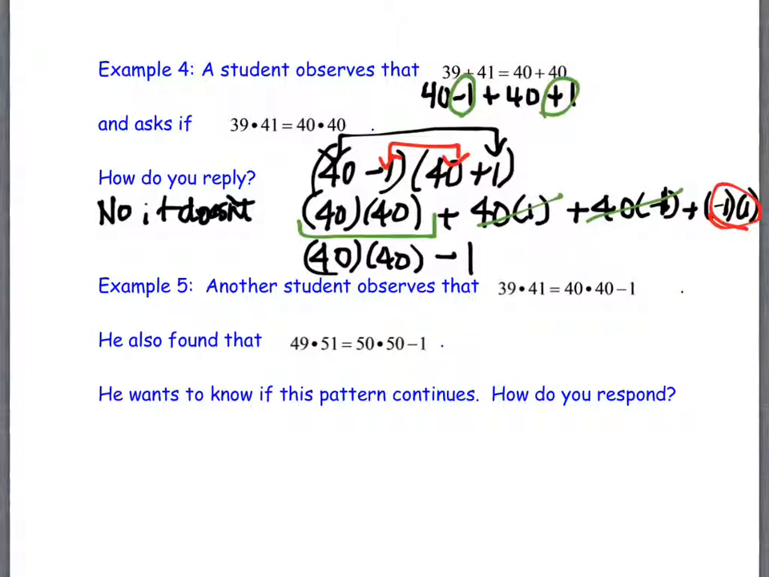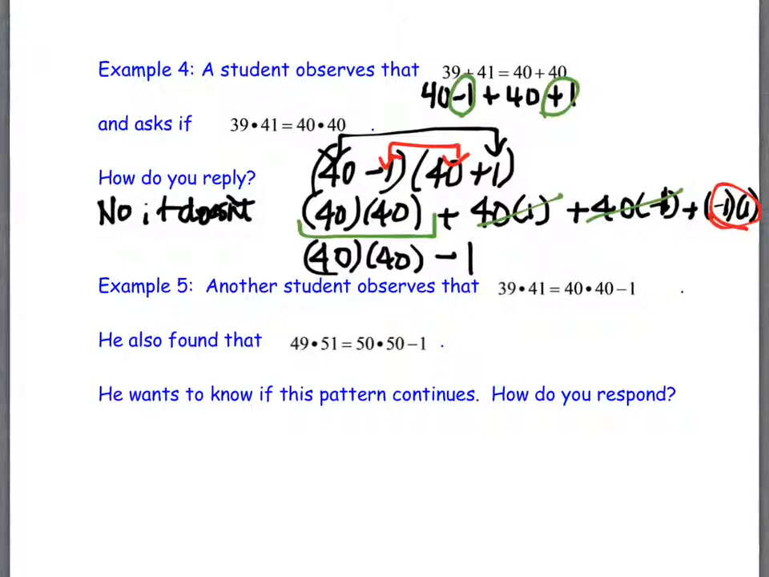And as long as you can add and subtract a number 1, this will always be 1 different. So it actually is the fact that if you had the 39 times 41, that it's 40 times 40 minus 1. And if you did 29 times 31, it'd be 30 times 30 minus 1. It'd always be off by the number 1. And it's because of the distribution property that that's happening.